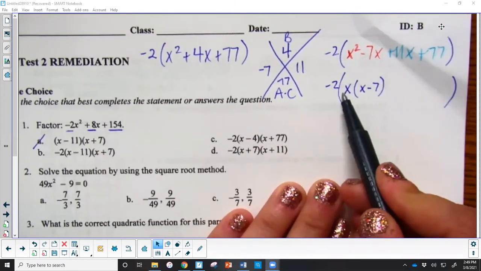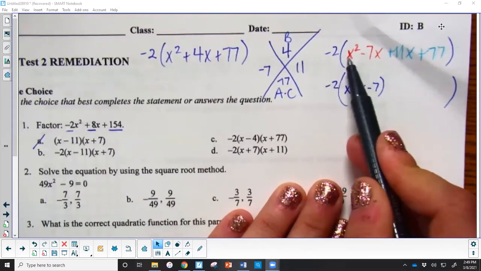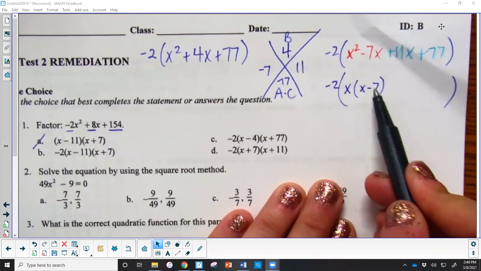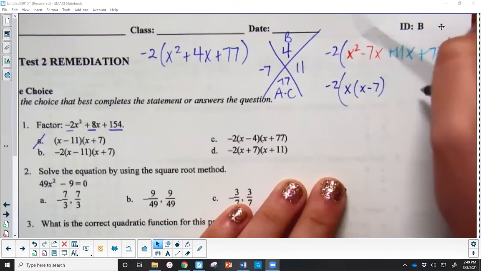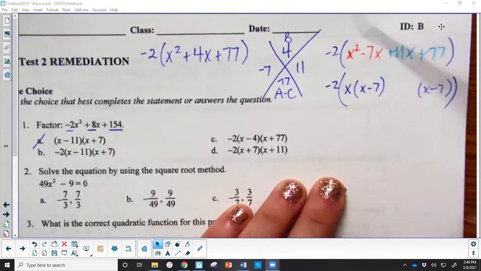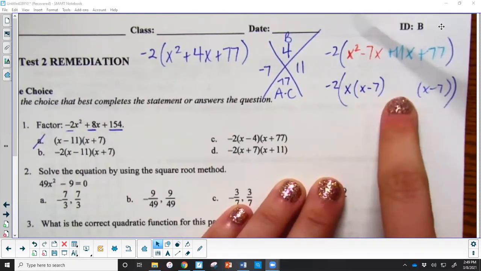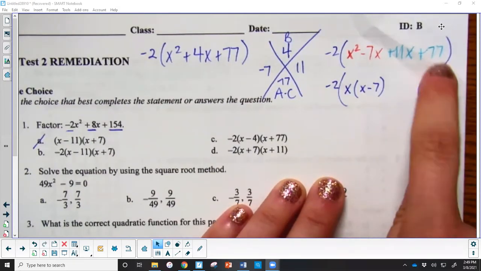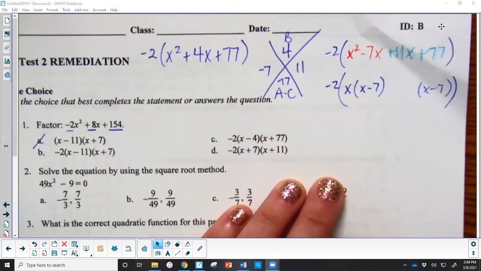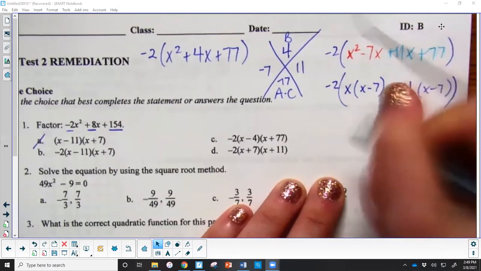And you can double check your answers here. X times x is x squared. X times negative 7 is negative 7x. Now, I know that this is going to be the same on the other side. And you can think about this two different ways. You can think, what times x is going to give me 11x? Or what times negative 7 is going to give me positive 77? And that's going to be negative 11.